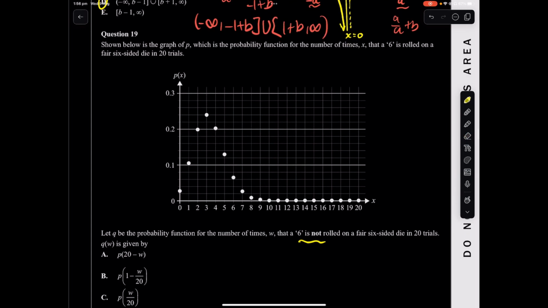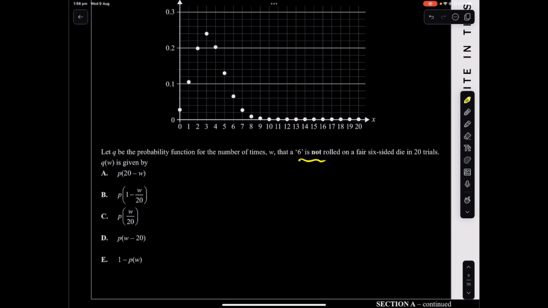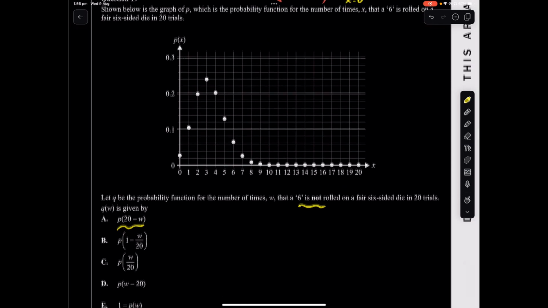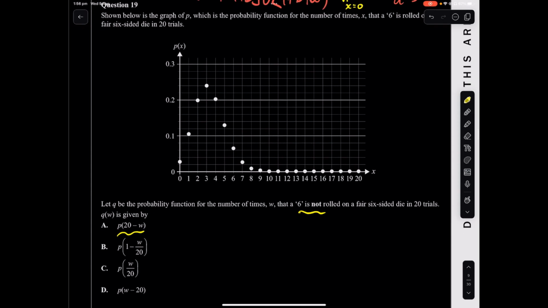So Q of W is what? Well, Q of W is given by what? And we have these over here. So we know how Q of W will look. It will look something like this, whereas this will be 0. So it will look something like this, yeah.